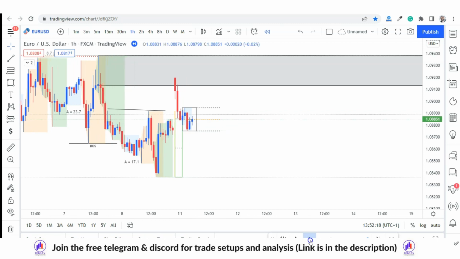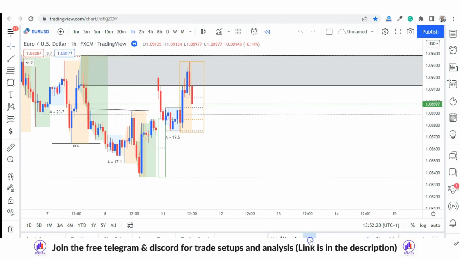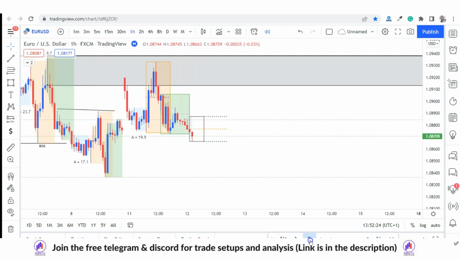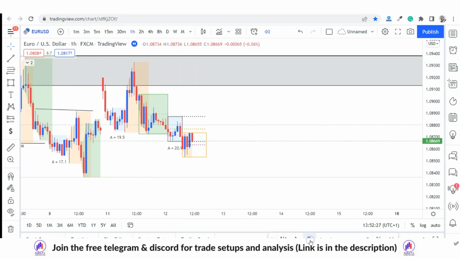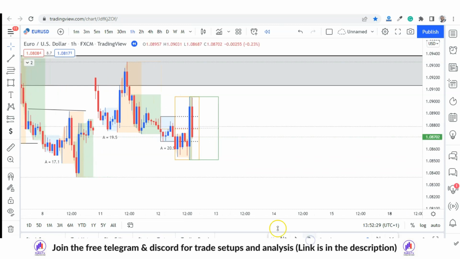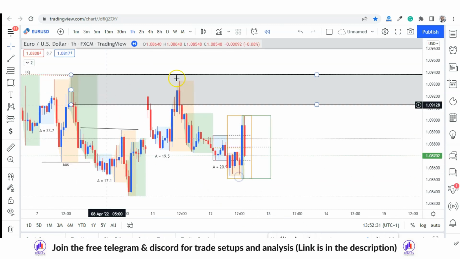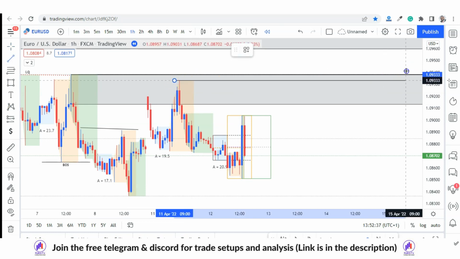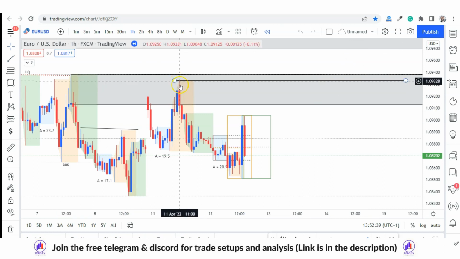Price played out. Okay, let's play that price. Now the trade I was talking about is not this one. I will show you the trade. Now listen, this high, this high here, because this is another trade here which I took.